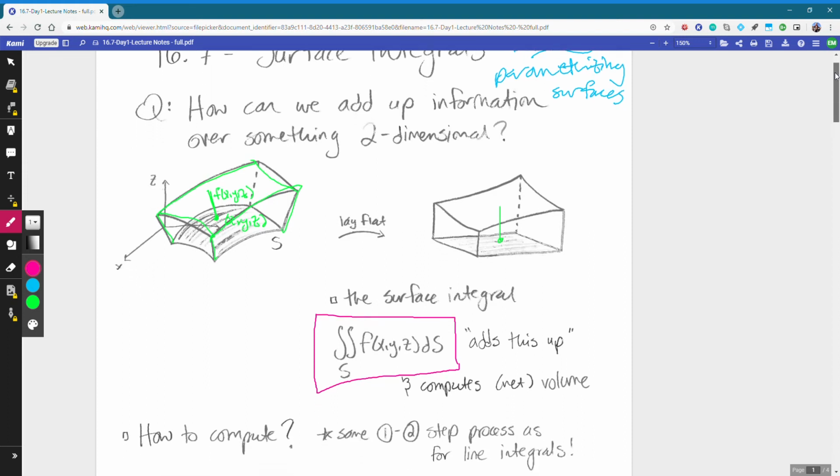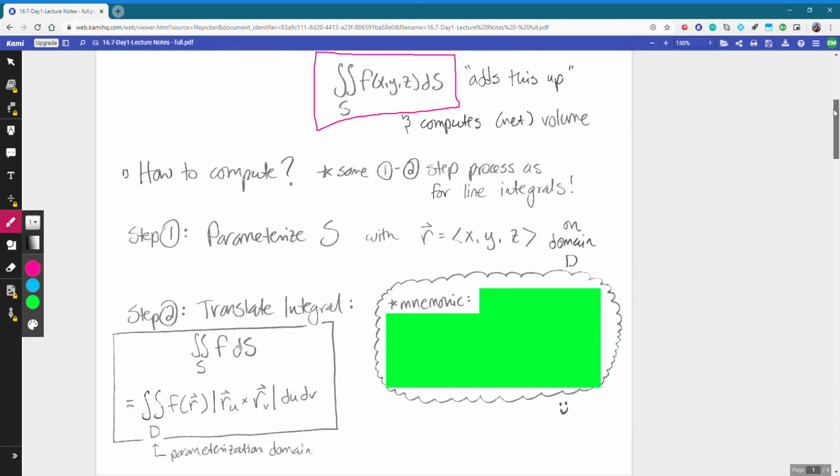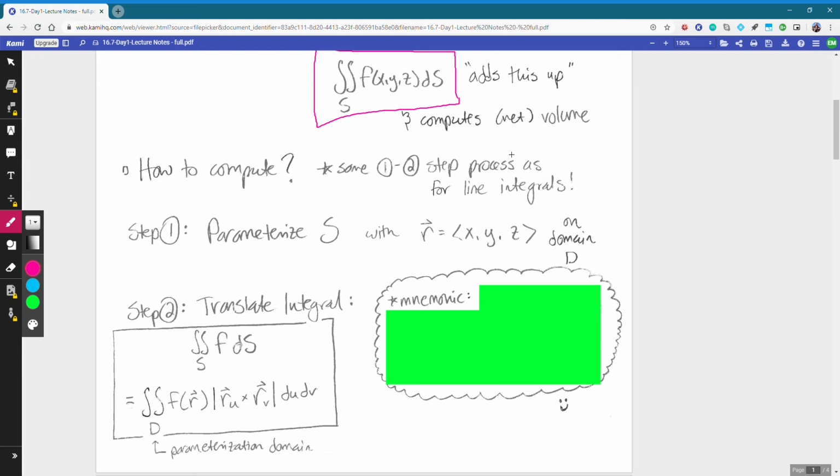Well, what's nice is that we have the exact same 2-step process as we have for line integrals. Step 1 is still the same. We need to get our hands on some vector function that will go through and hand us every single point on our surface. We need to parameterize our surface. And once we have that parameterization, we can go ahead and translate our integral.